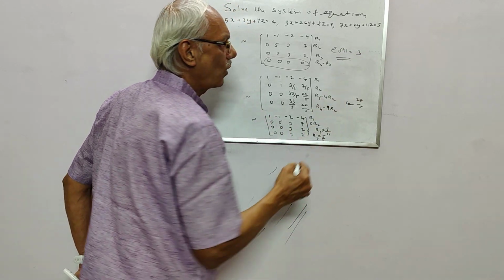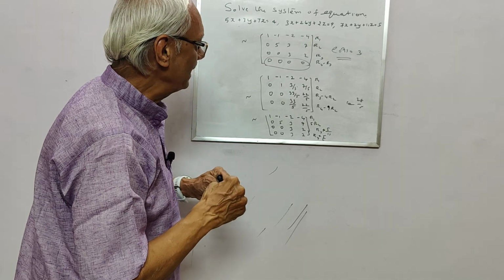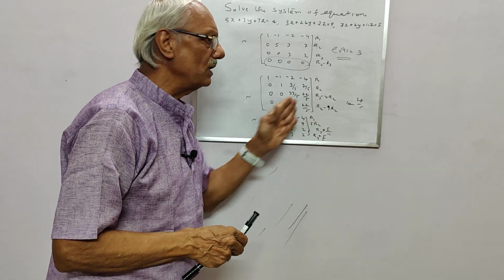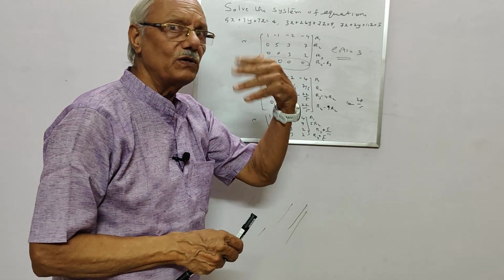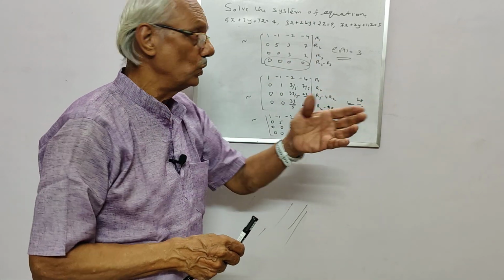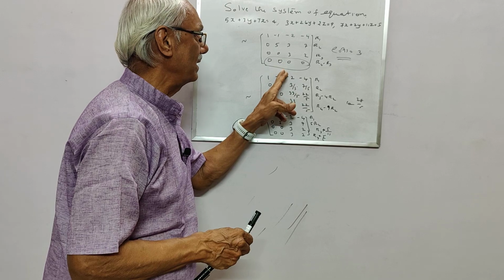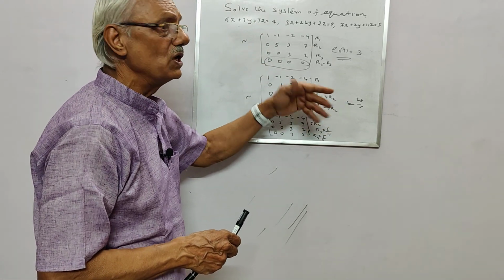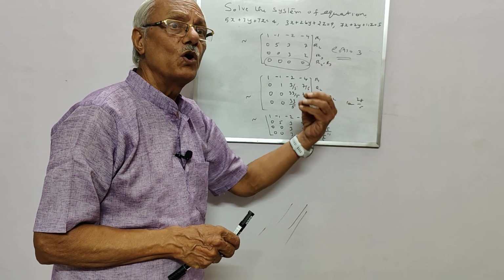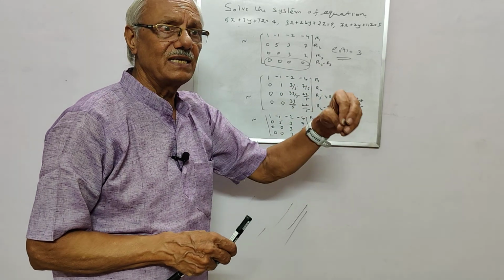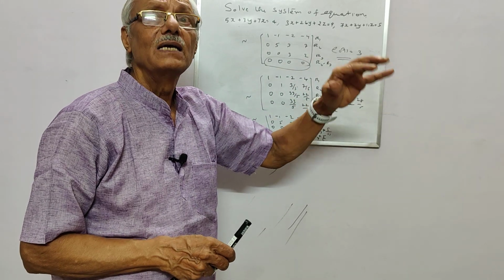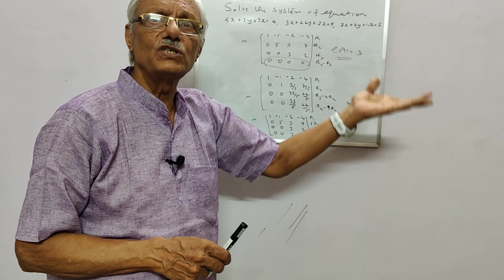Can you understand? So how do you get this 3? You bring it to your upper triangular matrix, even lower triangular matrix you can do. So you see that this is an upper triangular matrix, and after bringing it successfully to the upper triangular matrix, you can count the number of rows which are non-zero and say that the rank of the matrix is the number of non-zero rows.